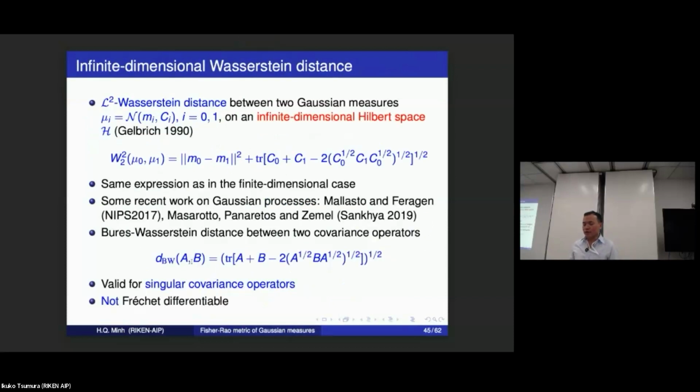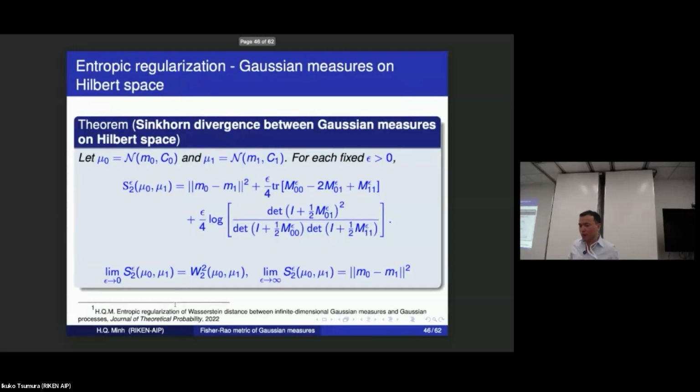For the Wasserstein distance, we have a closed form formula. So it's actually very different from the Fisher-Rao distance, because in this case the distance is exactly the same as in the finite dimensional setting, and we don't have to worry about Gaussian densities here, because everything is well defined, even if the Gaussian measures are singular. So this is a very strong advantage of the optimal transport setting, and it has been applied to Gaussian processes as well. So it is actually valid for singular covariance operators. One thing is not so desirable: it's not Fréchet differentiable. And we also have a closed form formula for the Sinkhorn divergence between Gaussian measures on Hilbert space.